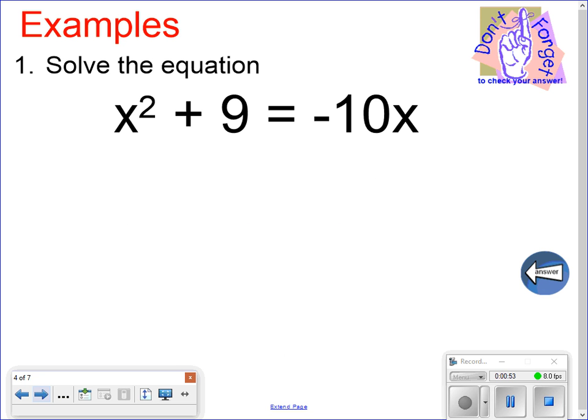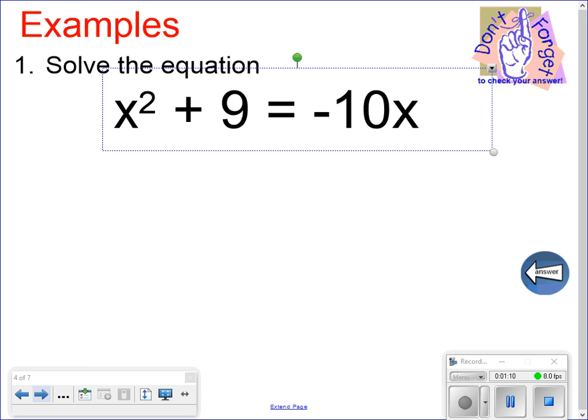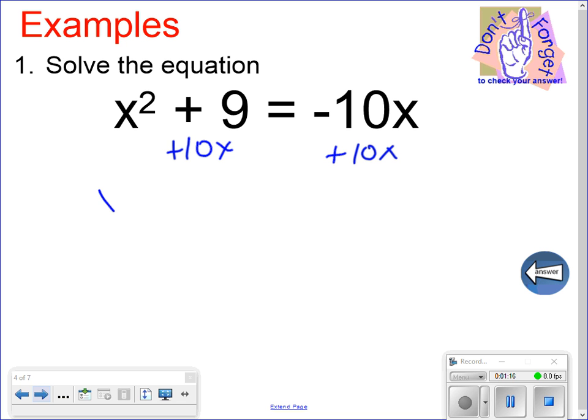So let's look at the first example. We have x squared plus 9 equals negative 10x, and we want to solve this equation. When I solve it, remember that the first thing I'm going to have to do is rewrite it, so by adding 10x on both sides, that's going to give me x squared plus 10x plus 9 equals 0.